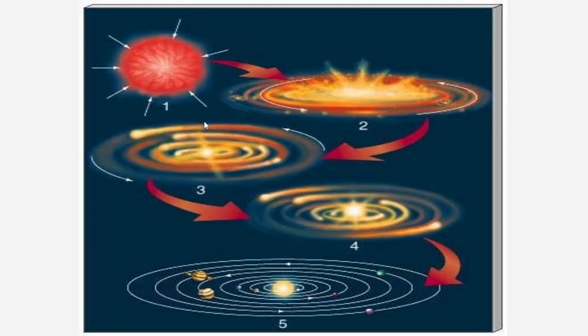According to the nebular theory, stars form from massive and dense clouds of molecular hydrogen, giant molecular clouds. These clouds are gravitationally unstable.